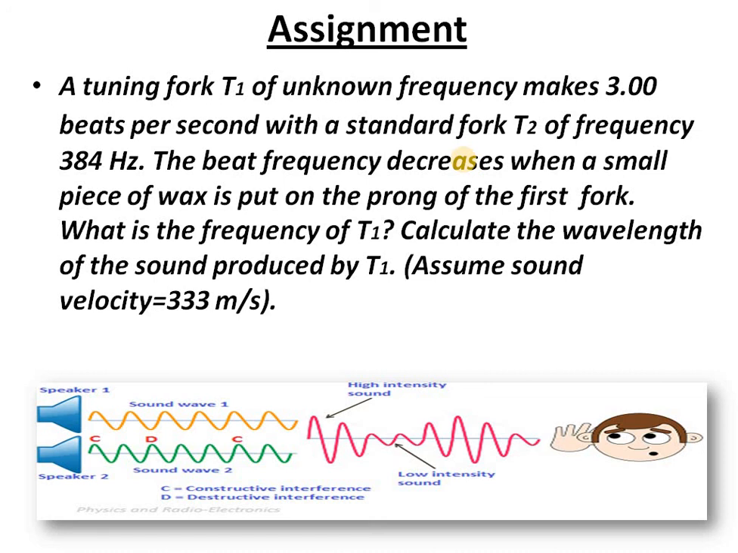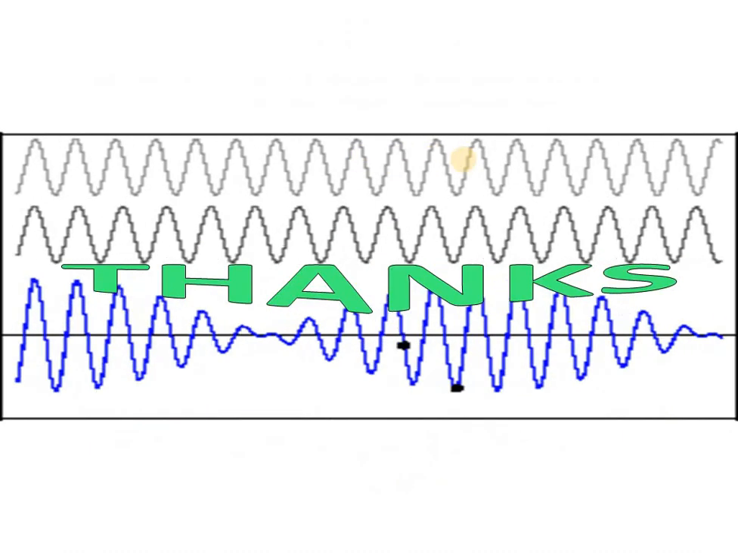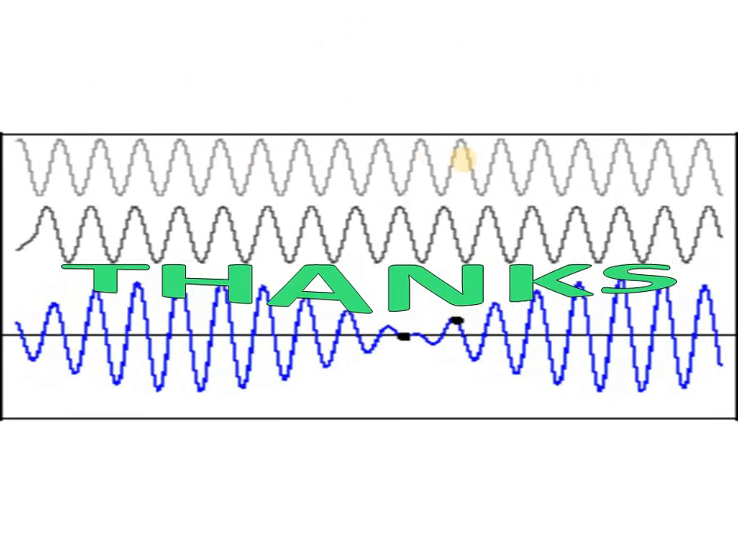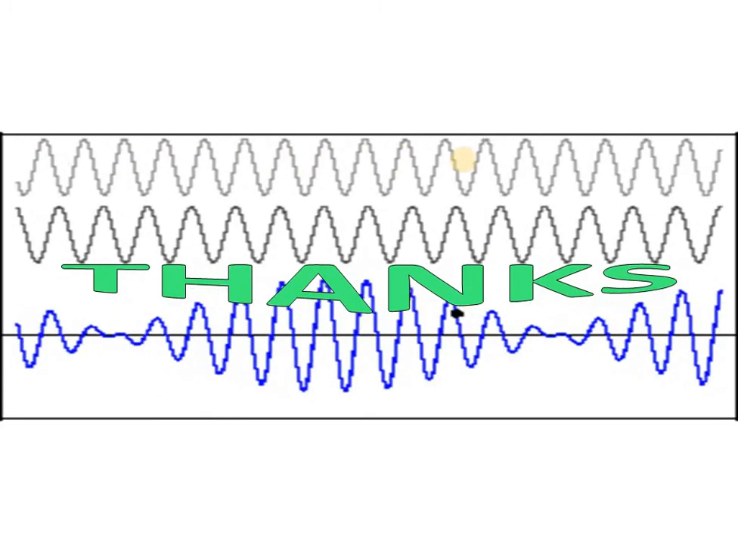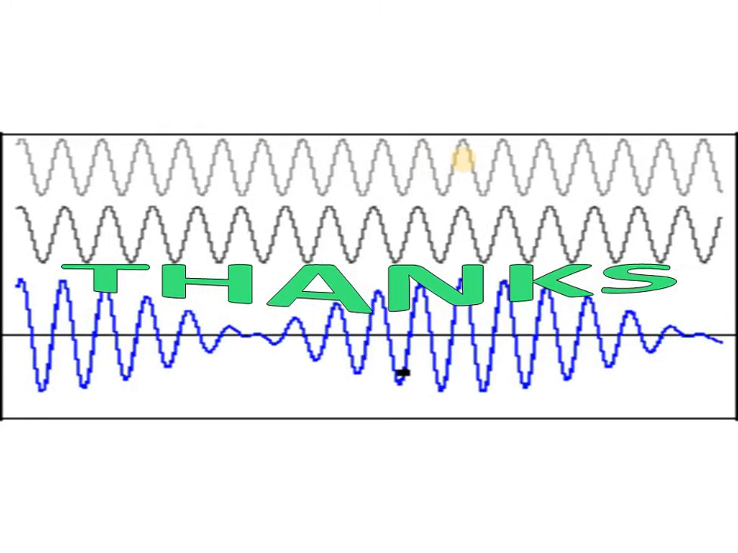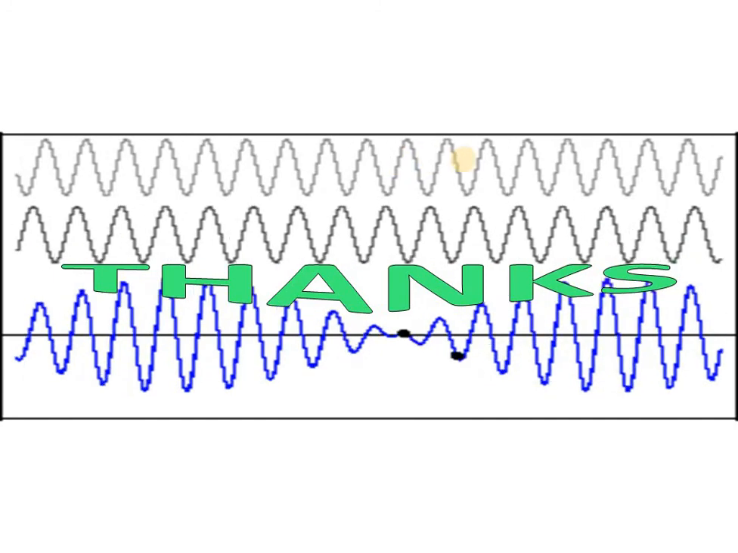Okay, with this clue you can do the first part, and the second part is to calculate the wavelength of the sound produced. Of course, once you get the frequency and you have the velocity, you can definitely find the wavelength. I am sure that you will enjoy doing both of these assignments, very nice assignments. Do it with good planning, neatly and correctly.